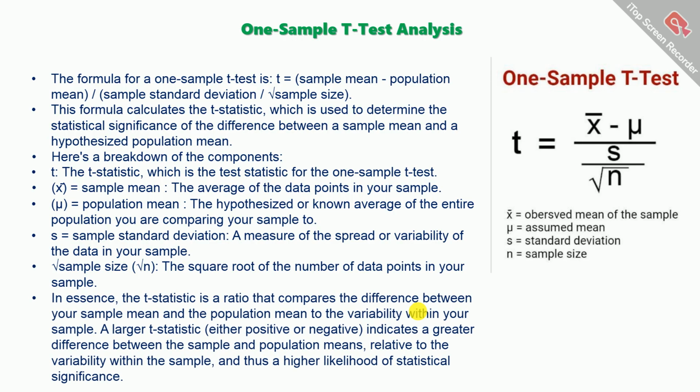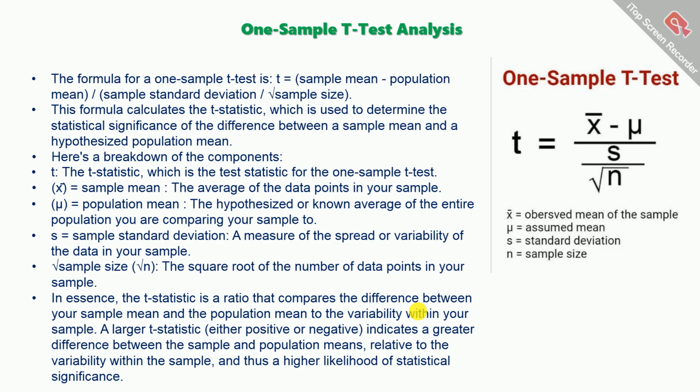In essence, the t statistic is a ratio which compares the difference between our sample mean and the population mean mu to the variability within our sample. A large t statistic, either positive or negative, will indicate a greater difference between the sample and the population means relative to the variability within the sample, and thus a higher likelihood of statistical significance.